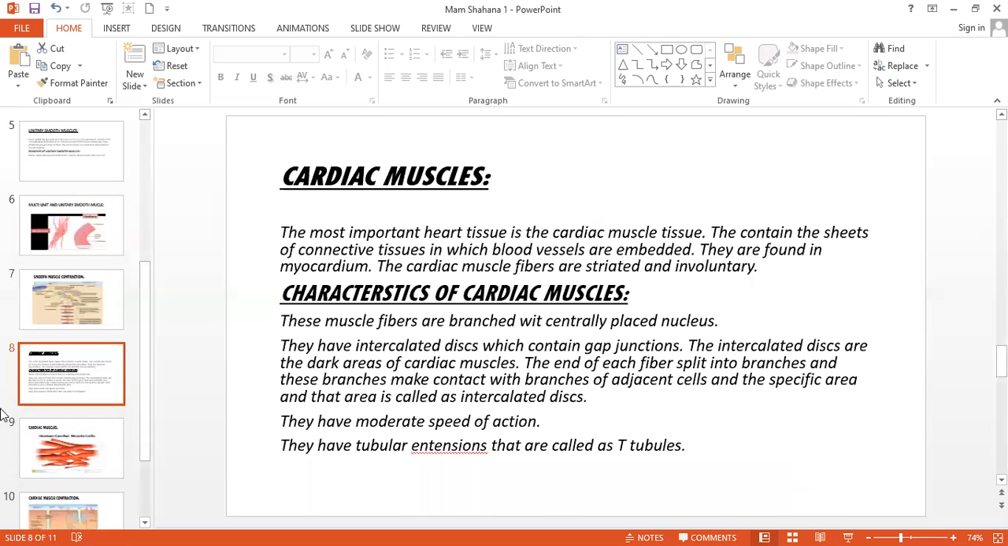Now we have covered the smooth muscles. Now we start the cardiac muscles. In the cardiac muscle, we study the characteristics of the cardiac muscles, the diagram of the cardiac muscles, and how the cardiac muscles contract.